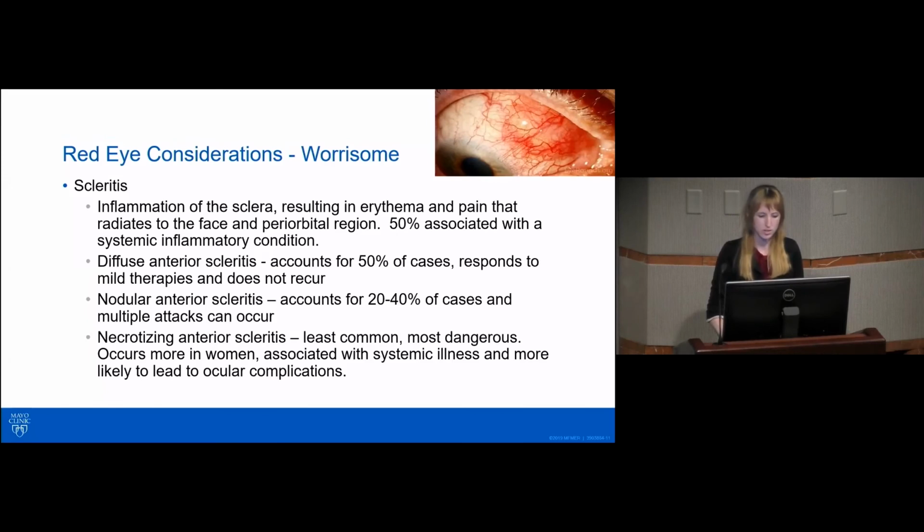There's also nodular anterior scleritis, accounting for approximately 20 to 40% of cases, and patients can experience multiple attacks of this. Lastly, and kind of the least common, is necrotizing anterior scleritis. It's more often seen in women. It's often associated with systemic illness and more likely to lead to ocular complications.